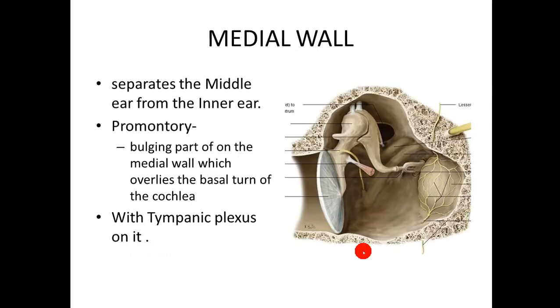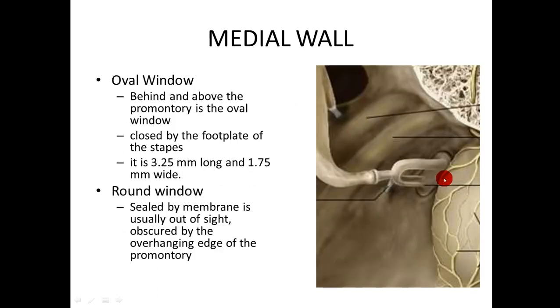Coming to the medial wall, it separates the middle ear from the internal ear, which I already told you, and this elevation is called the promontory. The promontory is produced by the last turn of the cochlea, and there is a tympanic nerve plexus on it. The medial wall has another speciality, which is called the oval window, which is sealed by the footplate of the stapes. The size varies between about 3.25 millimeter to 1.75 millimeter.